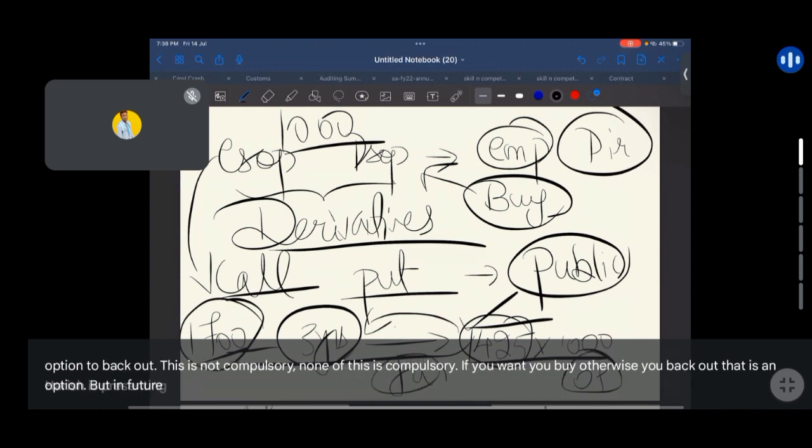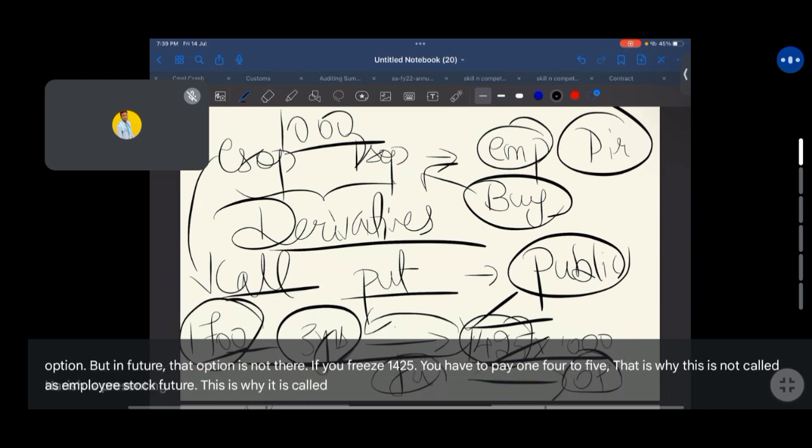But in a future, that option is not there. If you freeze 1425, you have to pay 1425. That is why this is not called an employee stock future. This is why it is called an employee stock option. You have the option to back out.